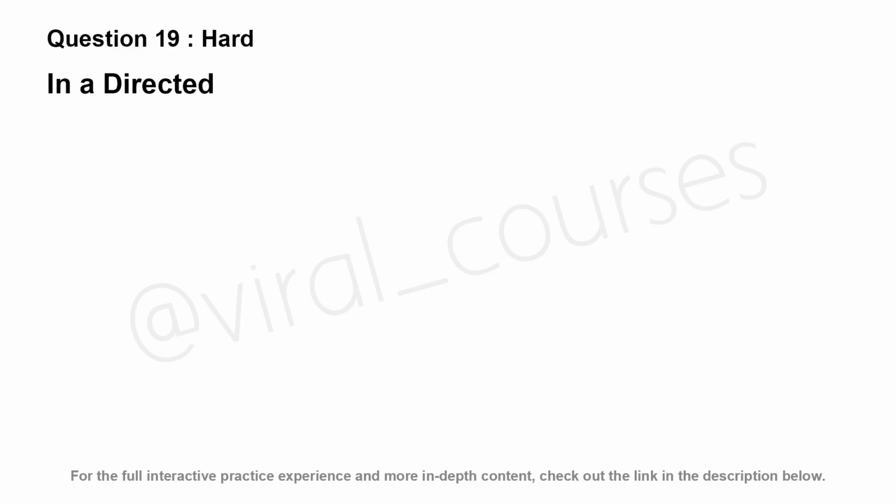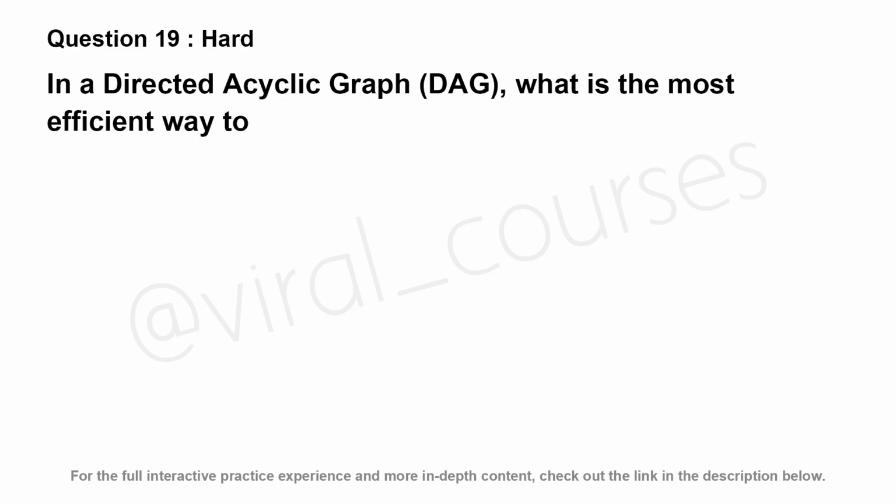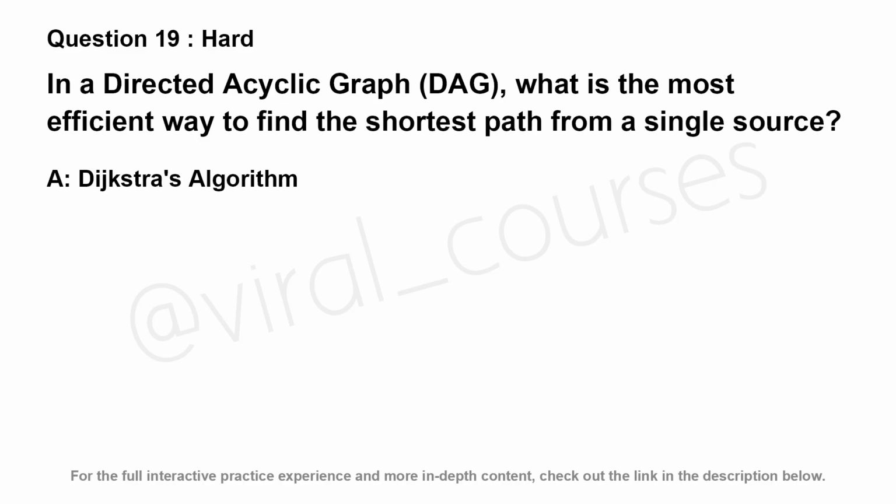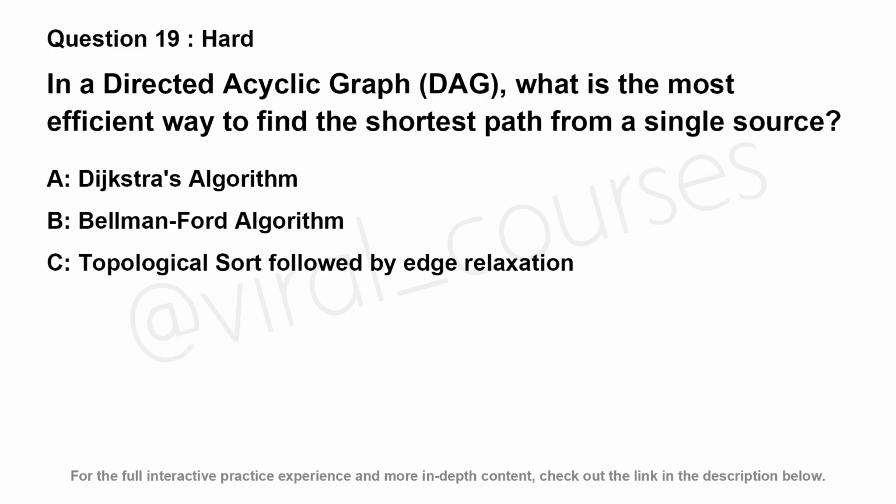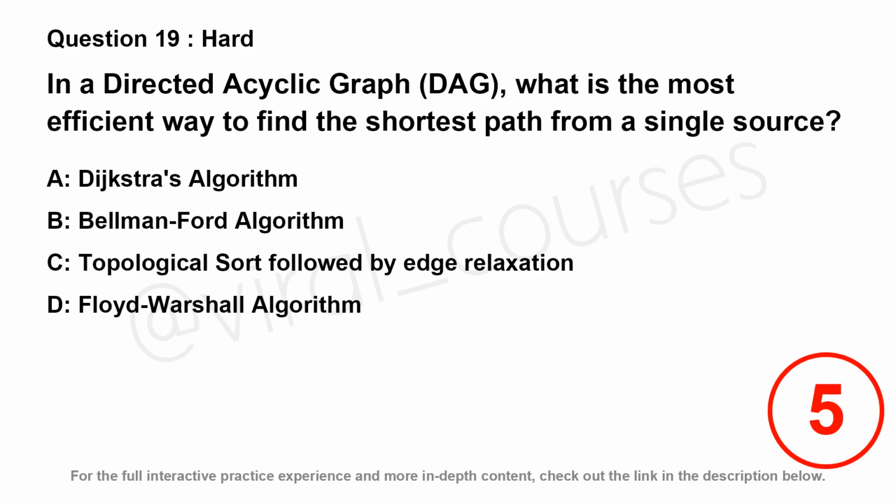In a directed acyclic graph, DAG, what is the most efficient way to find the shortest path from a single source? Option A, Dijkstra's algorithm. Option B, Bellman-Ford algorithm. Option C, topological sort followed by edge relaxation. Option D, Floyd-Warshall algorithm.